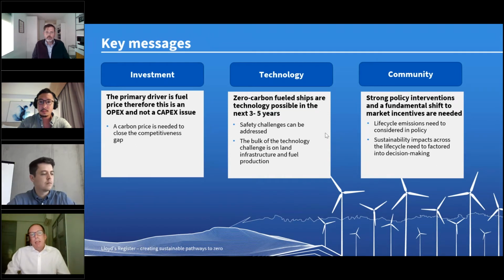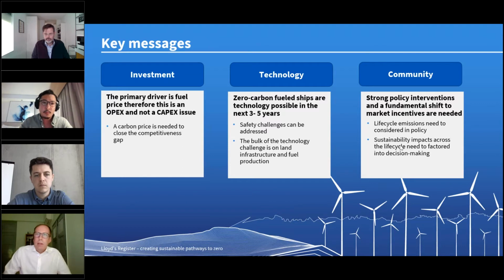So the key messages as we see it for the industry: the primary driver is fuel price. Yes, we know that the capex of new ships and designs that will enable the adoption of these new fuels will be more expensive and attract a higher capex, but ultimately the total cost of operation of any given fuel will lie in the OPEX of running such fuel. So a carbon price is kind of needed to close the competitiveness gap between fossil fuels and the new fuels.